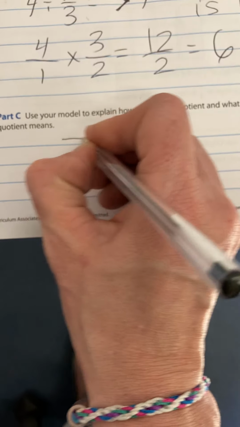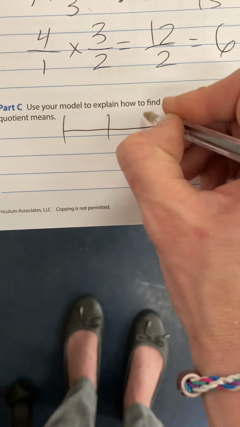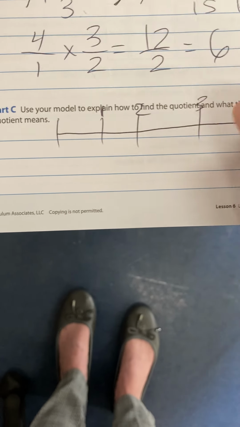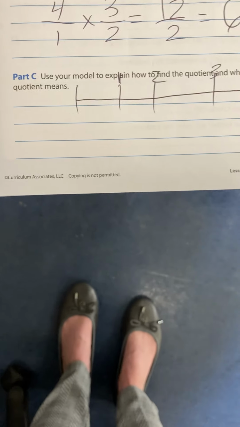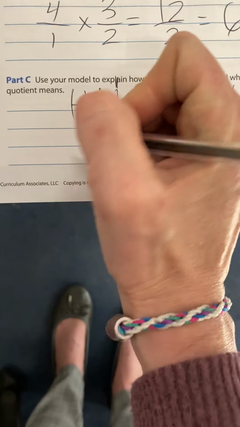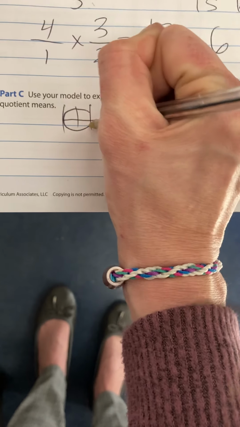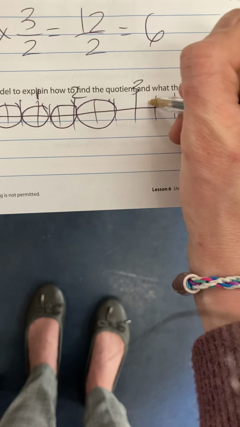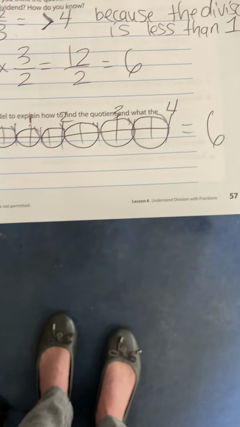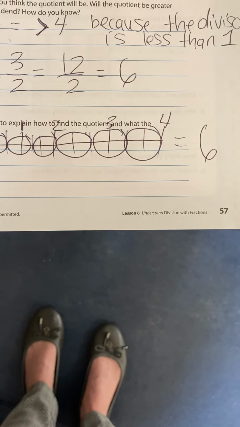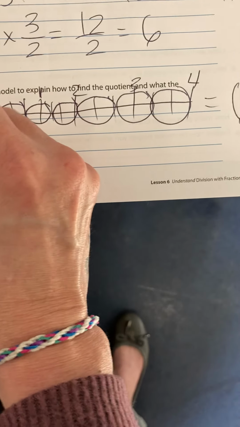Okay, so we have 4. Let's say this is 1, this is 2, this is 3, this is 4. Okay, we're dividing it into thirds. 1, 2, 1, 2, 1, 2. And we're grabbing 2/3 at a time. Equals 6. So that means that she can run 6 miles in 1 week.